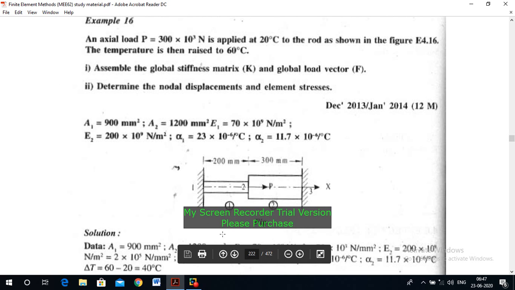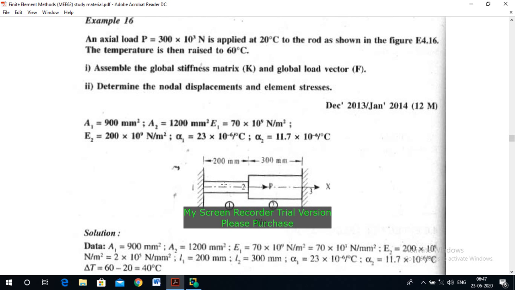The figure shows that it is a stepped bar, and it consists of 2 elements and 3 nodes. Node 1 and node 3 are fixed, and at node 2 an axial tensile force of P equal to 300 into 10 power 3 Newton is acting. The length of element 1 is given as 200 mm and the length of element 2 is 300 mm, and the areas of these two stepped bars are given.